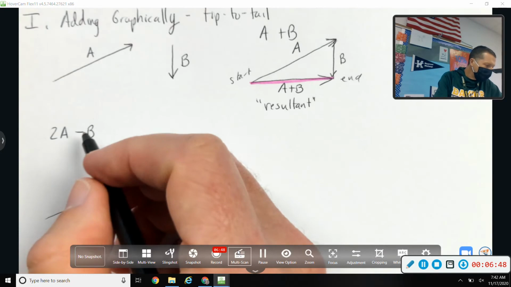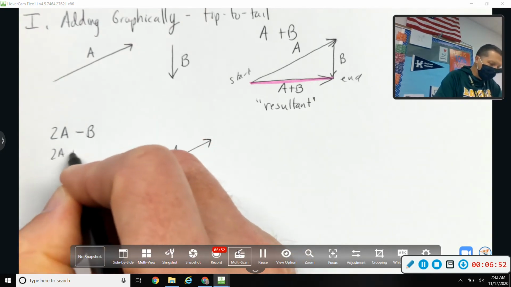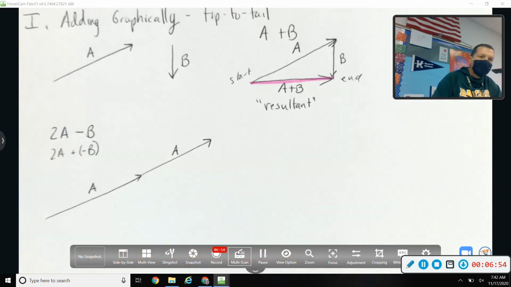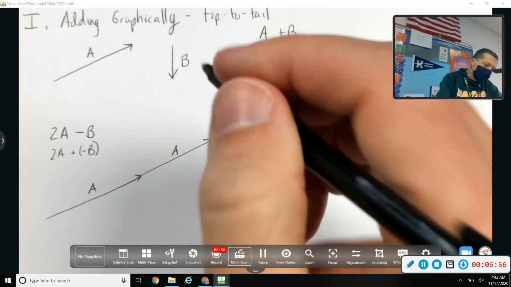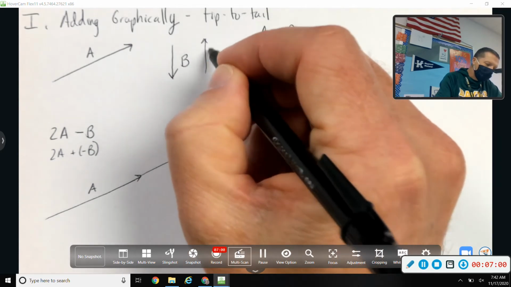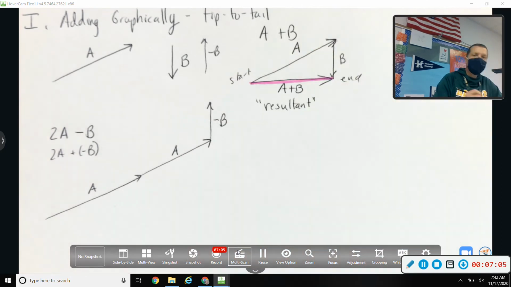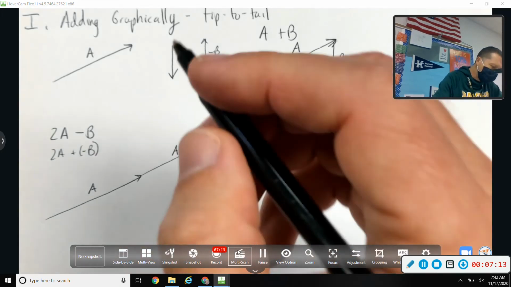Minus B, well, we don't really subtract B. We kind of just add a negative B. So a negative B would be going in the other direction. So negative B would be going straight up. So 2A minus B. And then we'll connect where we started to where we ended.